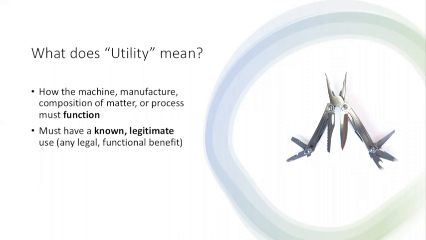Now let's move on to the utility requirement. Here, utility just means that the machine, composition of matter, or process must actually function and produce a legitimate legal benefit.